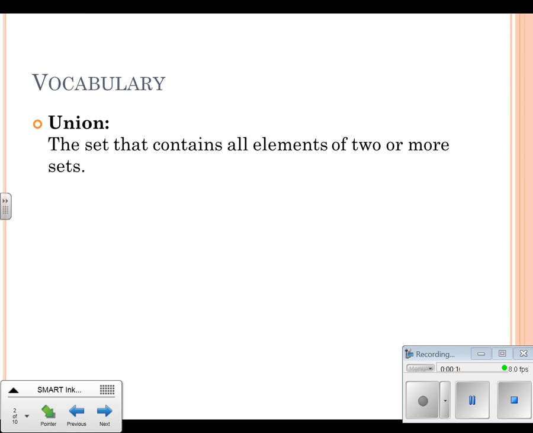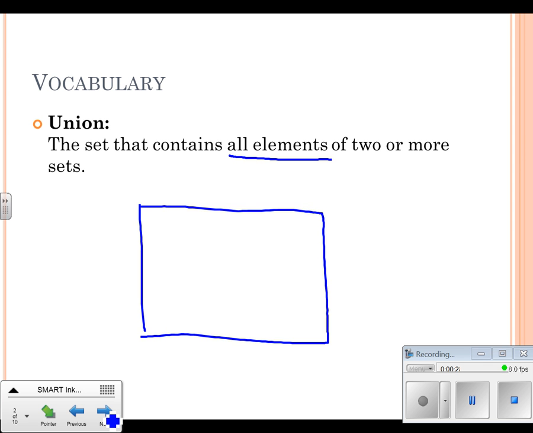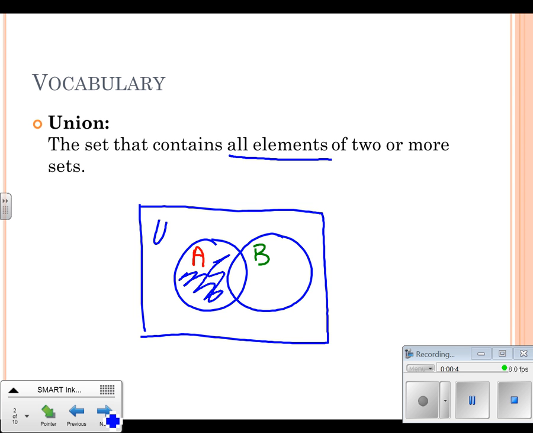For our vocabulary, a union is the set that contains all elements of two or more sets. So it's everything, all of the elements. So if I have a universal set, and I have A and B, it is everything in A, everything that is in both A and B, and everything in B. It's everything of two or more sets.